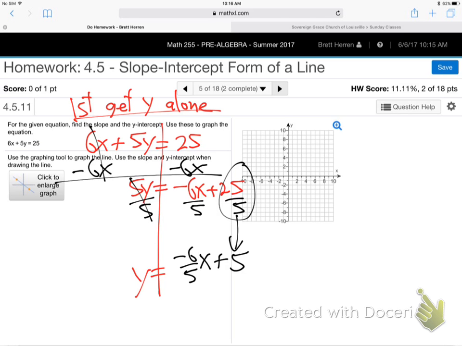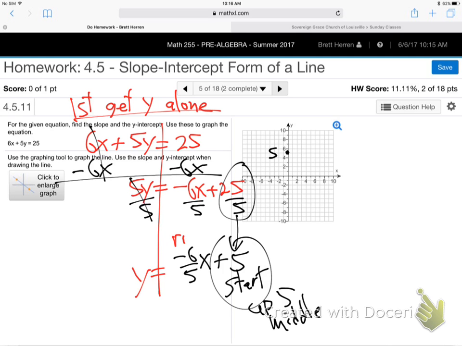So where do we start? Start here, up 5 in the middle. And then where do we go from there? Rise over run. So I'm going to go down 6.